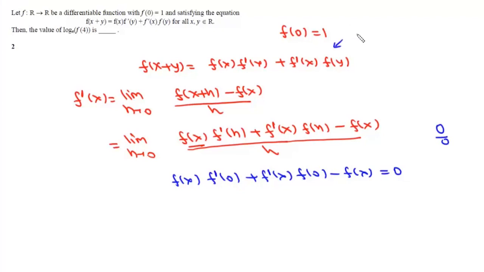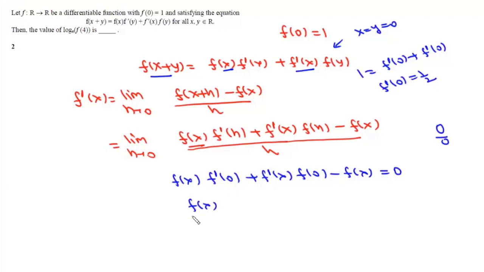this what we'll do is, in this equation we'll put both x and y as 0, so it will be f(0), which is 1, equals f(0) which is 1 times f'(0), plus f'(0) and f(0) is again 1. So the value of f'(0) is 1 by 2. And we put this value, we get f(x)/2 plus f'(x) minus f(x) equals 0, or f'(x) equals f(x)/2.